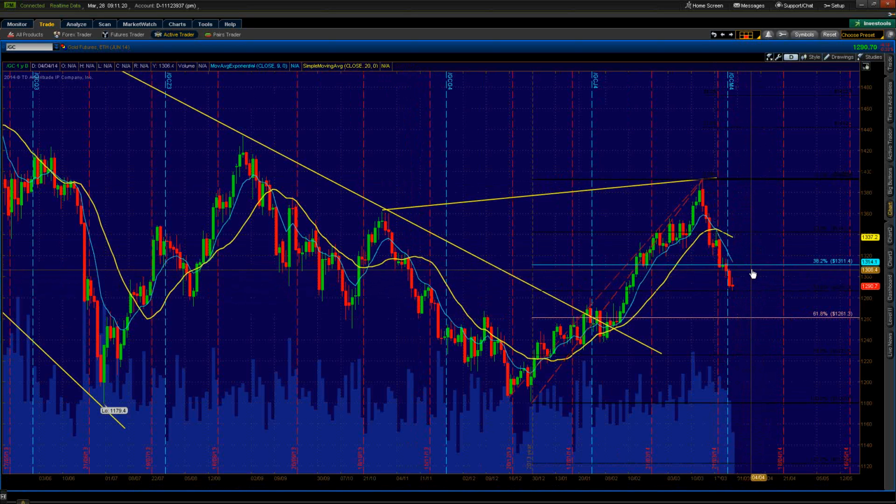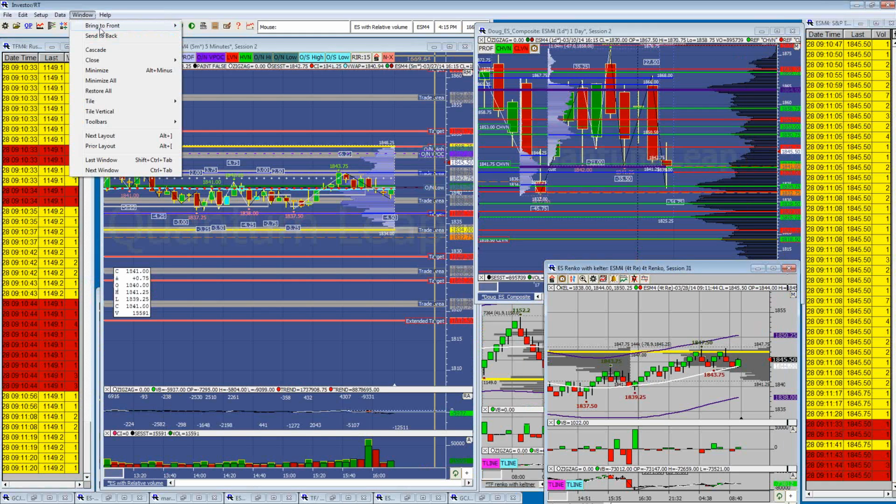We said if we broke 1306 to get short into 1300 test, and then if we broke 1300 to look for the first target down there at 1292 area, and we went down and tested the 1292. We're still seeing some weakness. This handle can come all the way down into the 1258 area and still be valid. So look for a continuation and the move down. And let's go take a look at what that looks like on the composite.